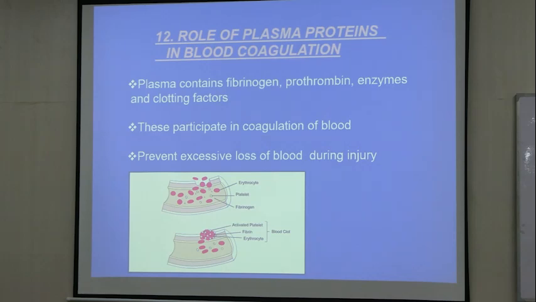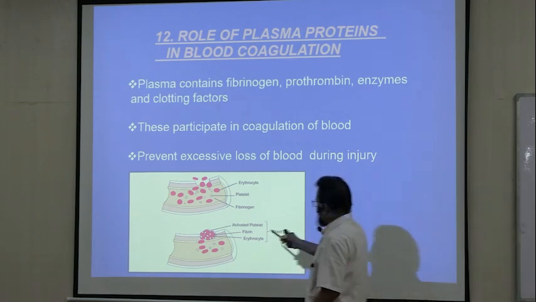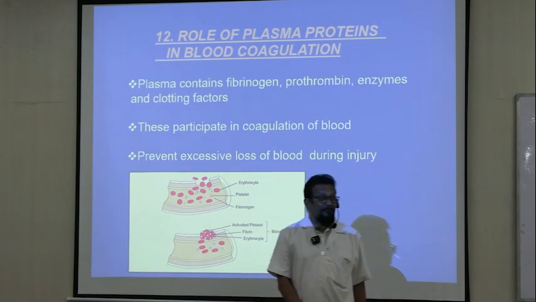Initiation of what? Coagulation mechanism. Initially what will happen? This collagen will attract platelets, and these platelets will be activated. This activated platelet will influence other platelets to adhere with them. As a result, what will happen? A platelet plug will be formed here. So this is the first mechanism.